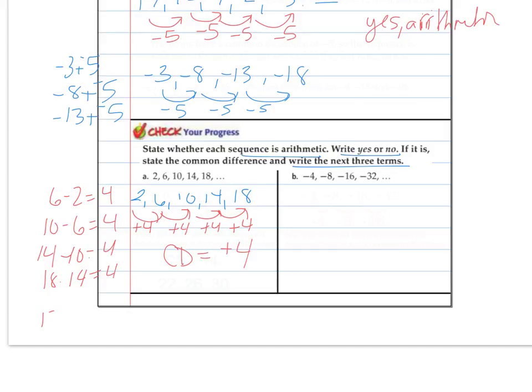Our next 3 terms then, so I have 18 plus 4, which is 22. That number plus 4 is 26. And that number plus 4 is 30. So yes, arithmetic, common difference of 4, next 3 terms in my sequence. Next one.